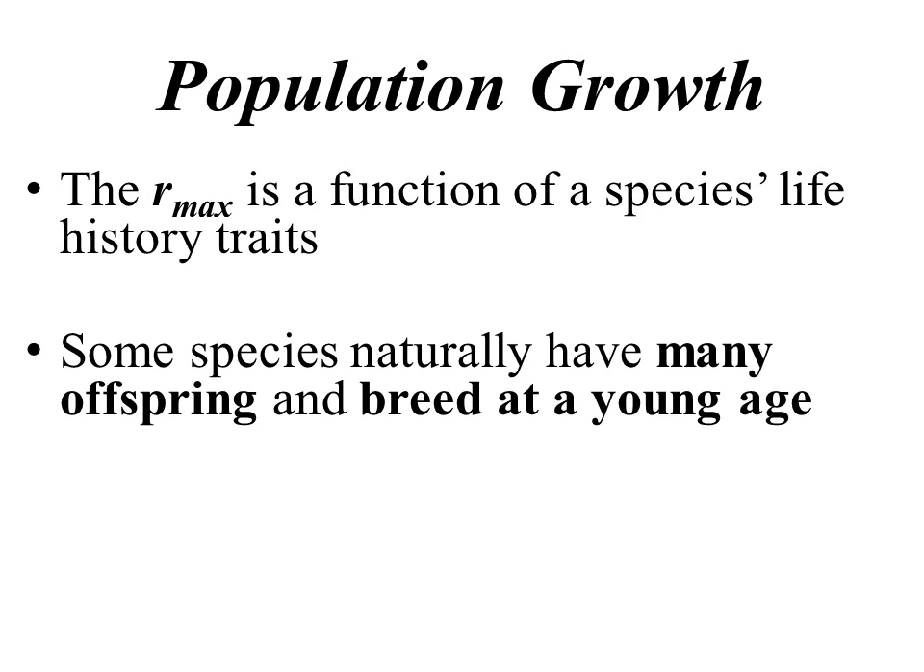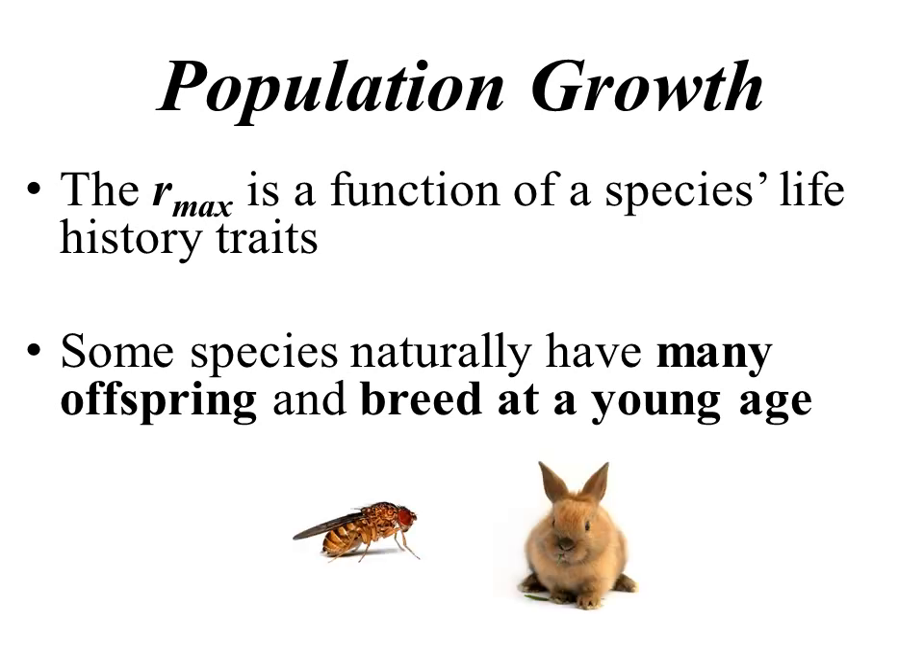So the naturally many offspring, think of something that has a lot of babies, like a rabbit or a fly, something that's able to reproduce very quickly. They're often prey species that are expecting to get eaten pretty quickly. So again, a fly, a rabbit. They breed at a very young age. They mature very quickly. They have a high Rmax.